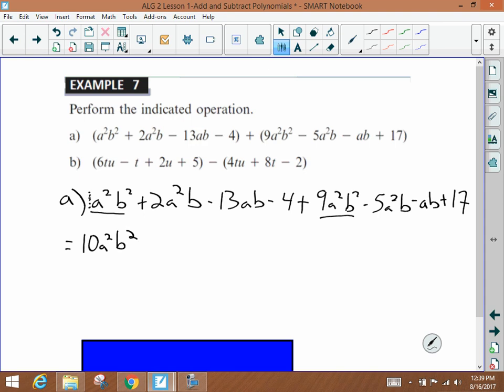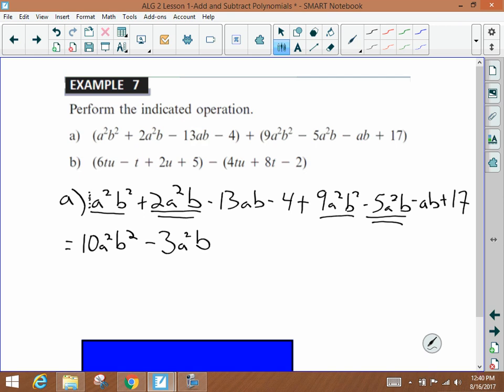All right, so the next thing we're looking at is 2a squared b. I'm looking in this expression to see if there's another a squared b, and indeed there is. I have a negative 5a squared b. So I can add 2a squared b plus negative 5a squared b, which is the same thing as 2a squared b minus 5a squared b. They're the same thing. I can say plus negative, or I can just say minus. So 2 minus 5 is going to be negative 3a squared b.